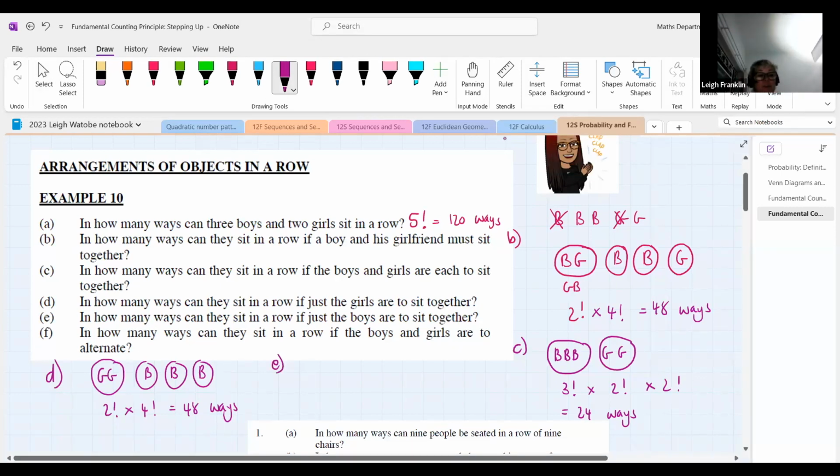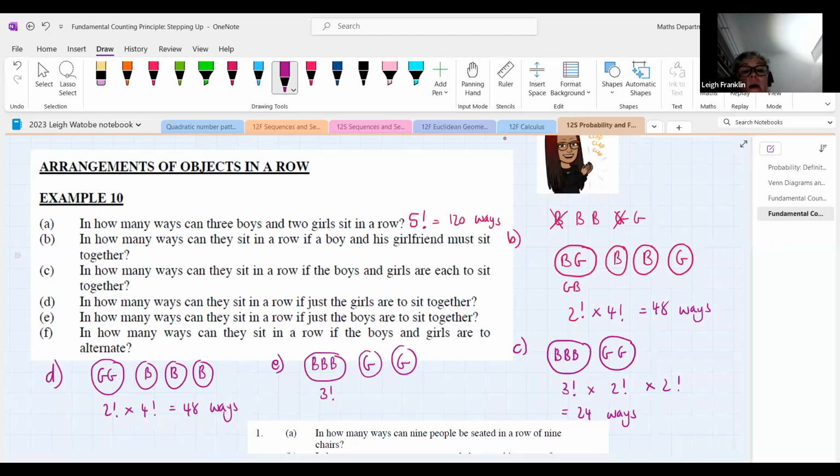Okay, so we were up to question E by now. So now they say, in how many ways can they sit in a row if just the boys are to sit together? So now we have been told we've got to put the boys together. There are 2 girls remaining. So there are 3 factorial ways in which the boys can sit with each other by 3 factorial ways in which the group of boys can be arranged with the remaining girls. Okay, so this would give us 36 ways in which they can be arranged if just the boys are to sit together.